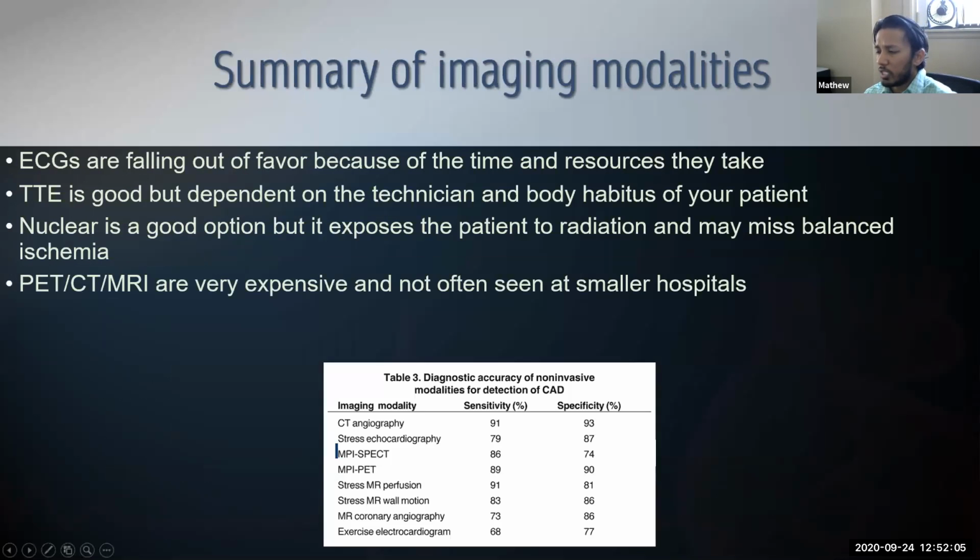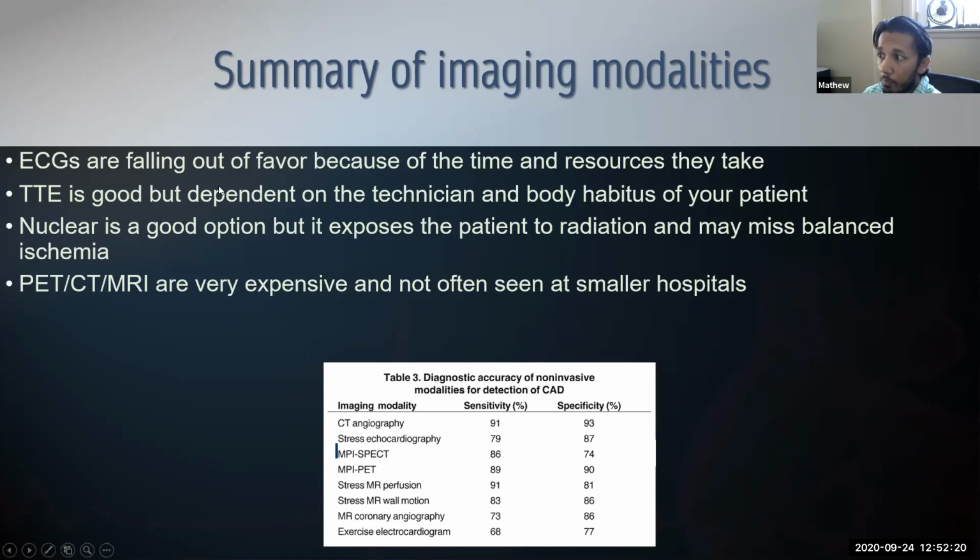So if we look at all these, this is where I tried to bring in a table, and the next one will be a flow chart showing the sensitivities up front against each other. ECGs are falling out of favor because they just take too long to do, but boards don't care about that. If the patient can exercise, you should still do it.